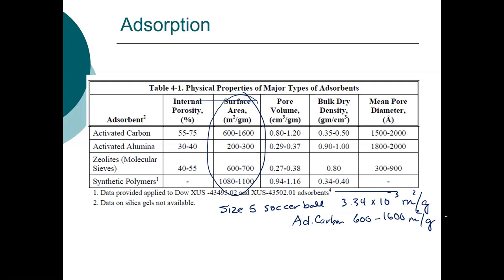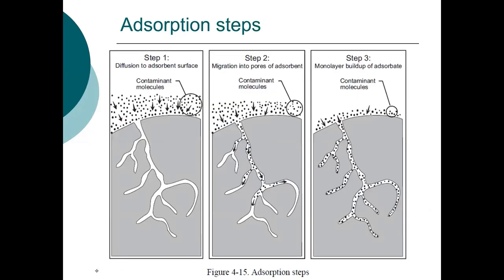So where does all this area come from? With the soccer ball, we're just looking at the outside area, just thinking of a very big soccer ball. That's not the case in these other materials. Your activated carbon, silica, alumina, and synthetic polymers are extremely porous materials, and it's these pore spaces where most of the adsorption occurs. We refer to the larger ones as macropores, and as we go deeper into the carbon grain, there are smaller pores, referred to as micropores.